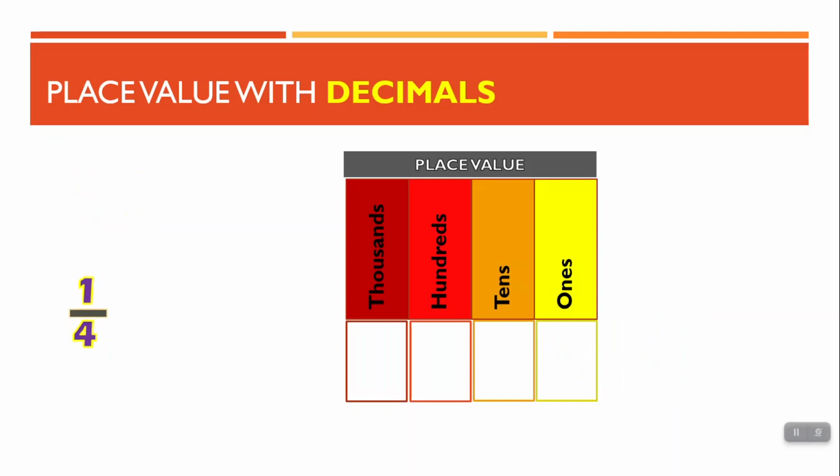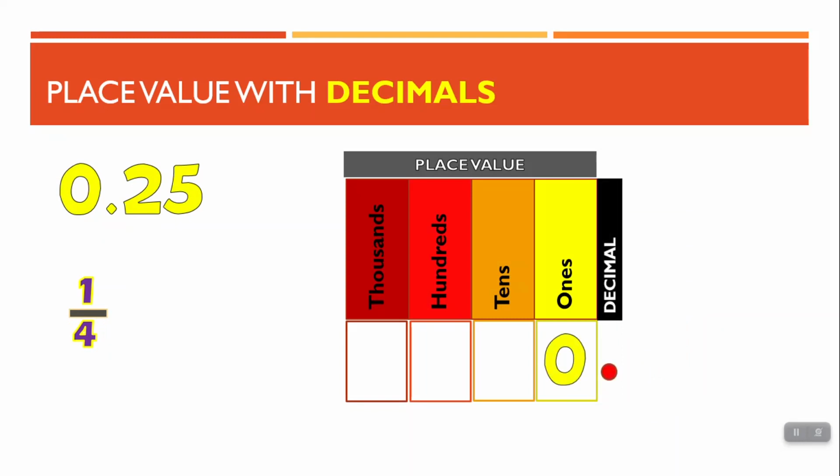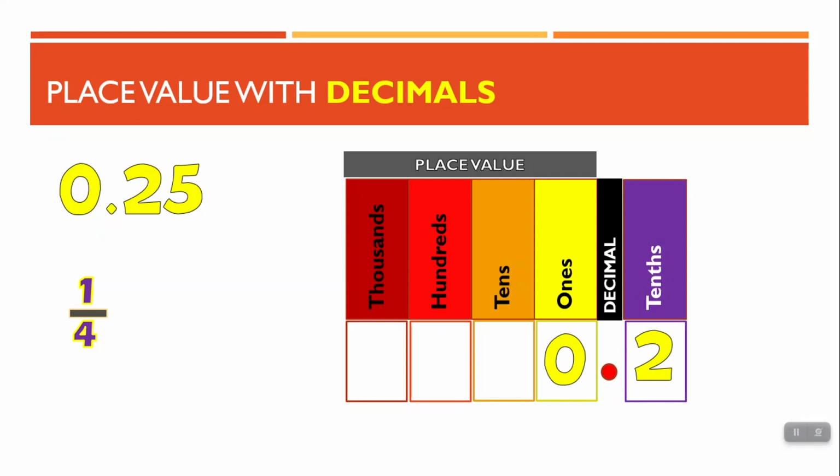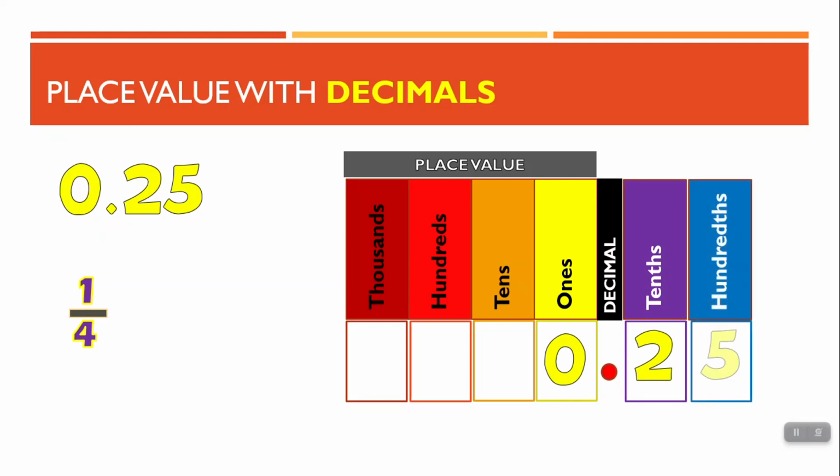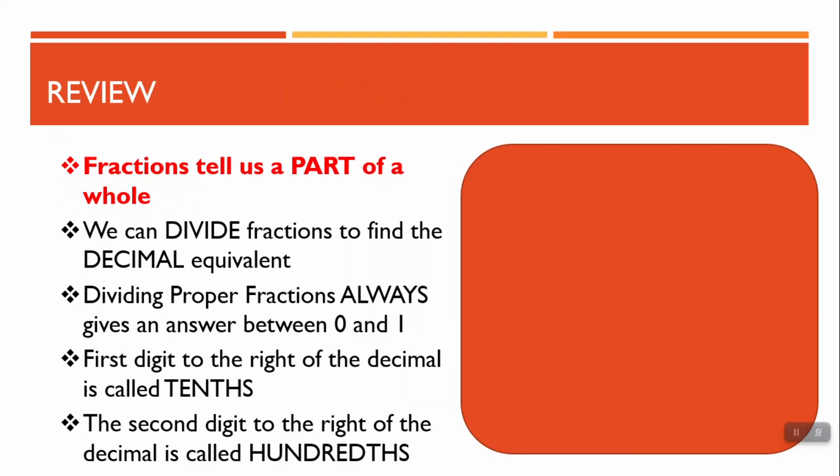And finally, let's look at 1 over 4. We said that 1 over 4 is equal to 0.25. The 0 is in the ones column, the decimal point. The next column to the right is the tenths column, which we put the number 2. And one more column to the right is known as hundredths, which is where we will put the number 5. And we read this as 25 hundredths. 0.25 is 25 hundredths, which is also equivalent to 1 over 4.